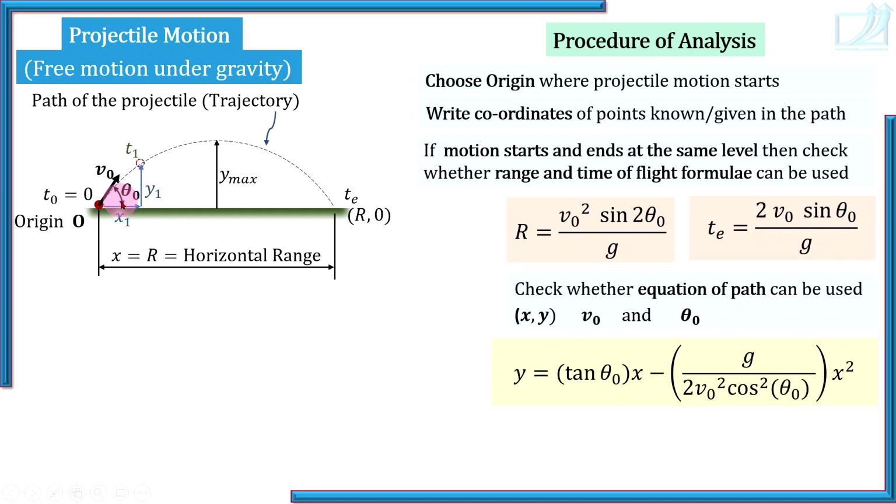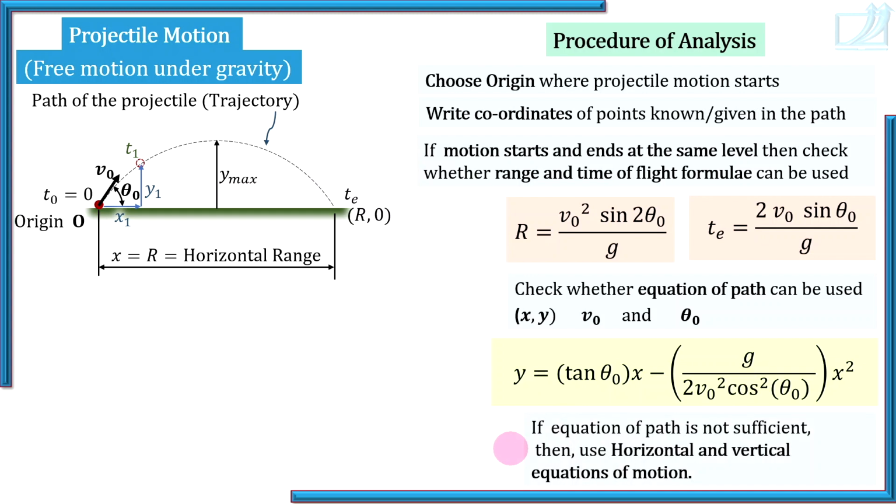Or if you are asked what is the velocity of the particle at t equal to 3 seconds, nowhere is time involved, nowhere is velocity at any other time instant involved in this. In this formula, in the equation of path, only initial velocity is involved. You cannot find any other velocity using purely this formula. One more thing I am telling you, listen: if time is involved in a problem, don't use the equation of path. And finally, if the equation of path is not sufficient, then use horizontal and vertical equations of motion.